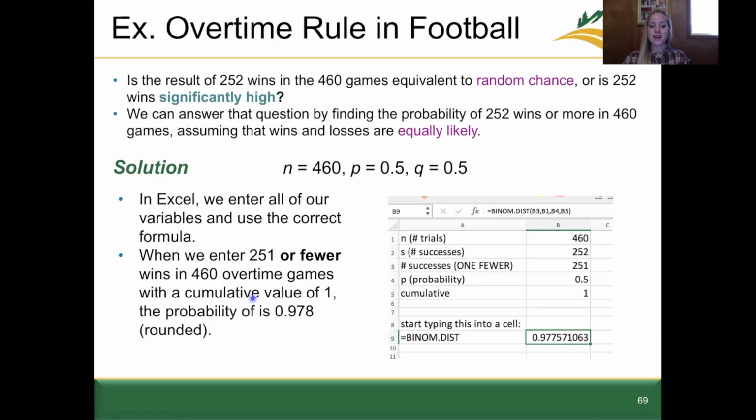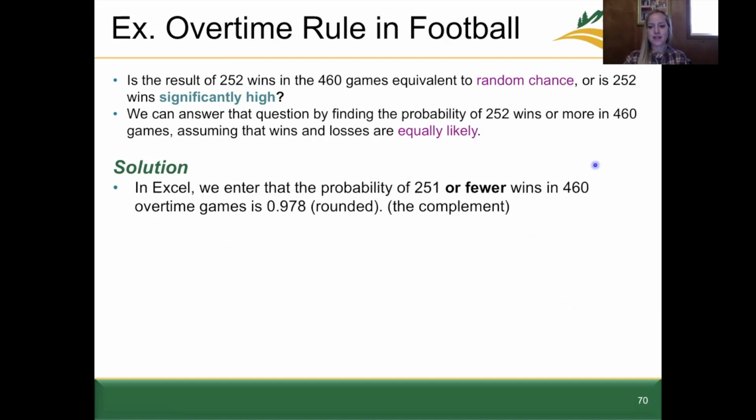We're not quite done. We haven't quite answered this question because here we have 251 or fewer wins, but we're really interested in 252 wins or more. So remember, we need to use the complement rule and take 1 minus this value to get the true probability value that we're interested in the question. Okay, so here's the same information you've seen before. This is the complement to what we're actually interested in.